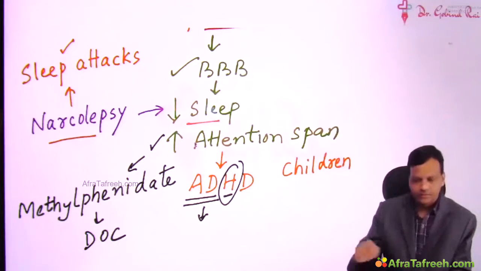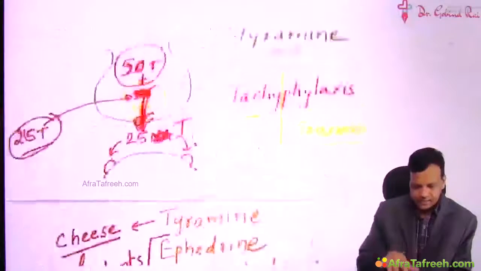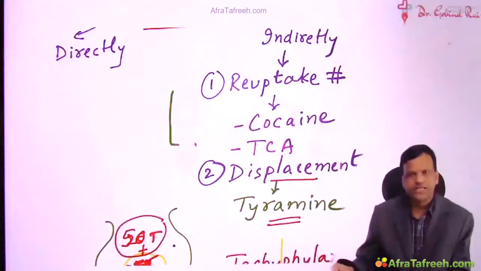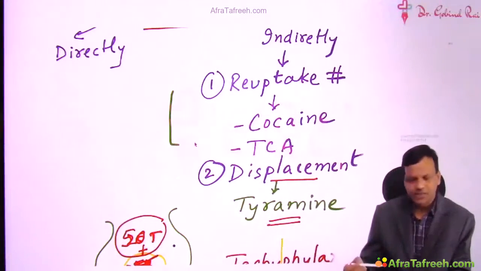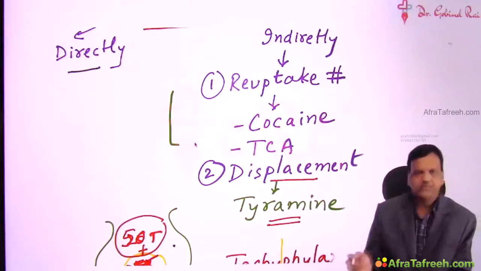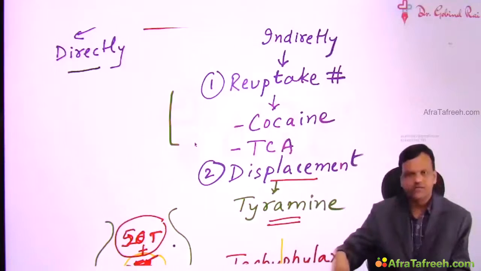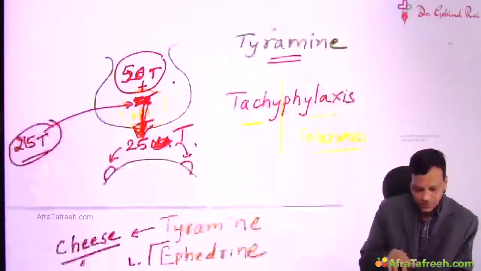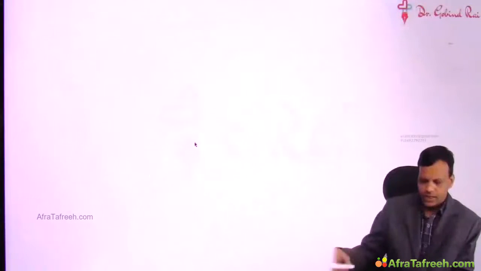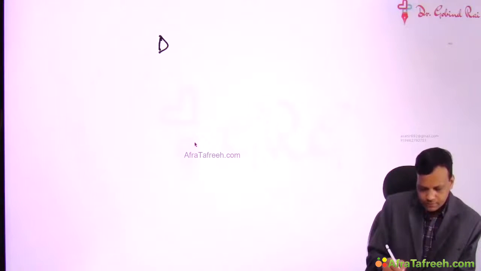So that is all about the indirectly acting sympathetic drugs. So drugs acting by inhibiting the reuptake and drugs acting by causing the displacement. Now we'll move to directly acting drugs. The drugs will directly stimulate any of the sympathetic receptors, alpha 1, alpha 2 or beta 1 or beta 2 receptors.